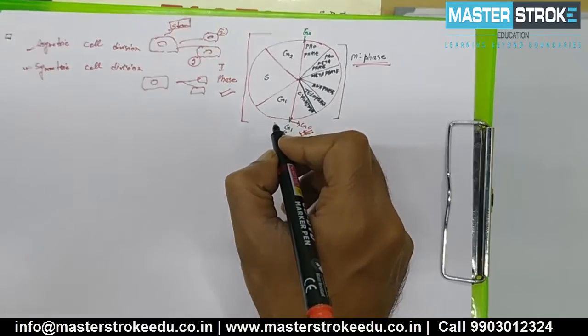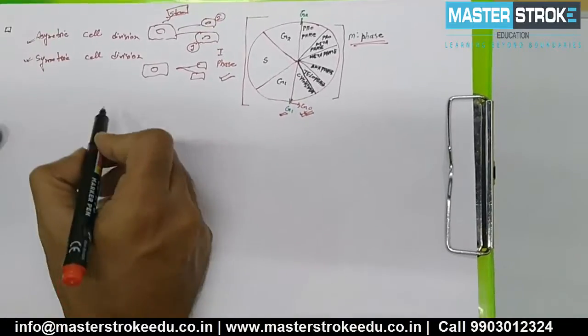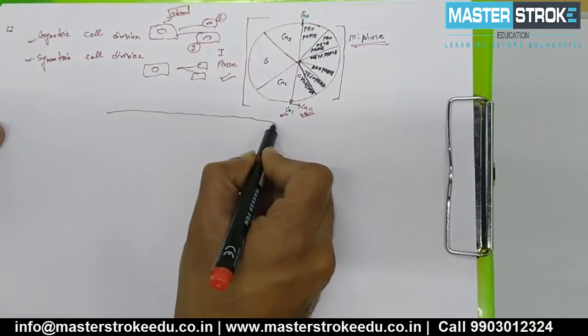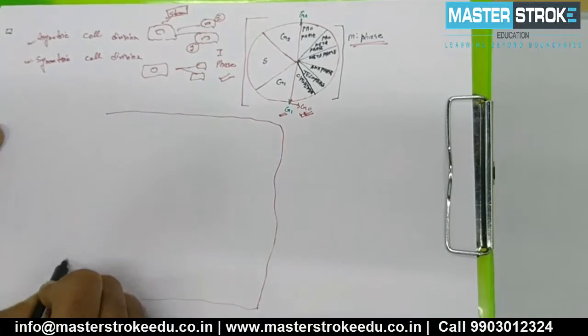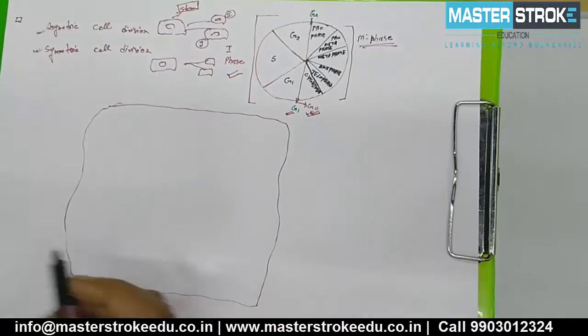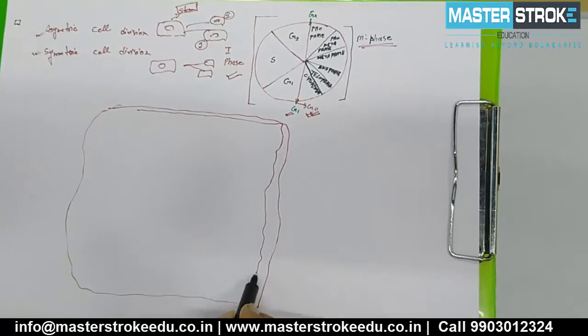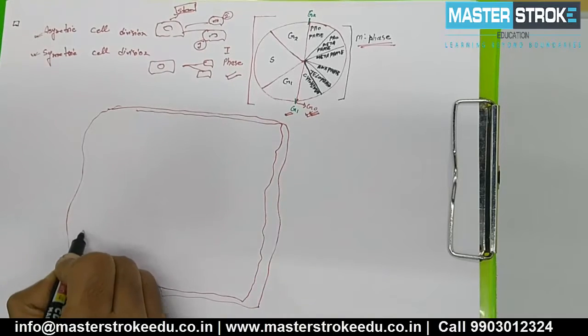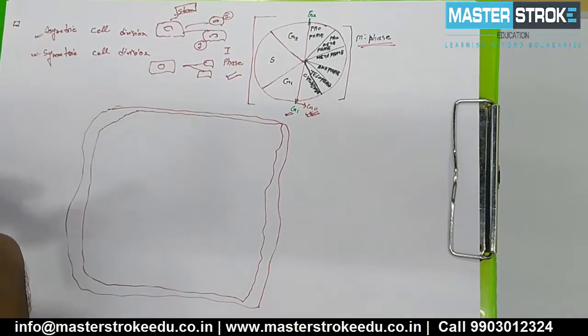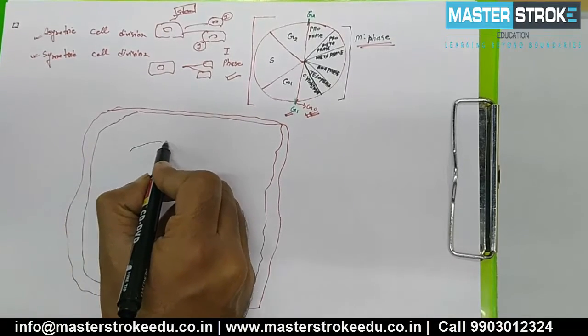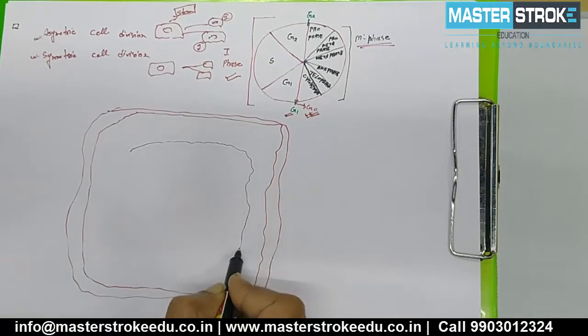Okay, so here I am drawing a cell, actually I am zooming in on a cell. This is the plasma membrane of the cell. And inside the cell, this is the nucleus.